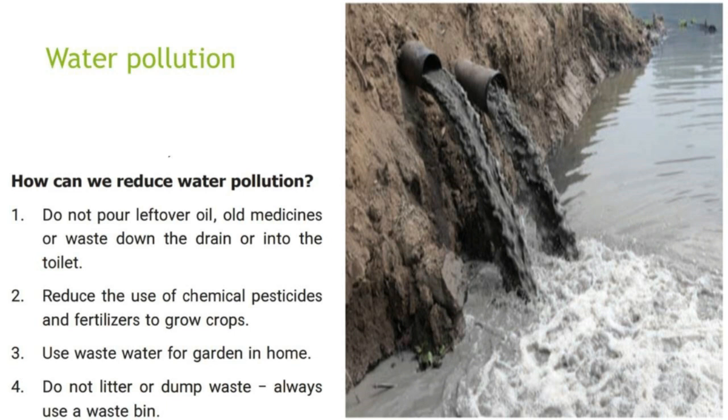Next, how can we reduce water pollution? Do not pour leftover oil, old medicines, or waste down the drain or into the toilet. Reduce the use of chemical pesticides and fertilizers to grow crops. Use wastewater for the garden at home. Do not litter or dump waste. Always use a waste bin.